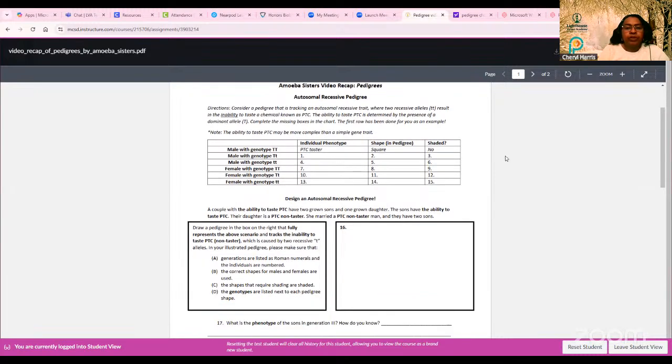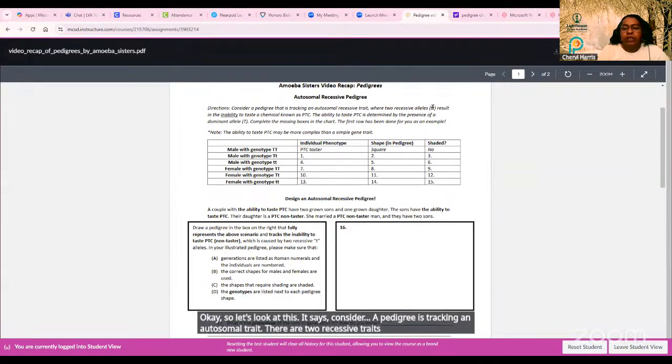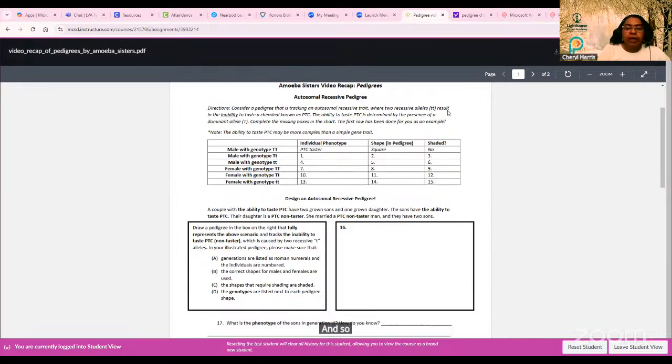Okay, so let's look at this. It says consider a pedigree as tracking an autosomal trait. The two recessive traits are going to be a lowercase t as a result of the inability. So they're tracking in this particular one the ability to taste a particular substance called PTC. The ability to taste it is recessive.